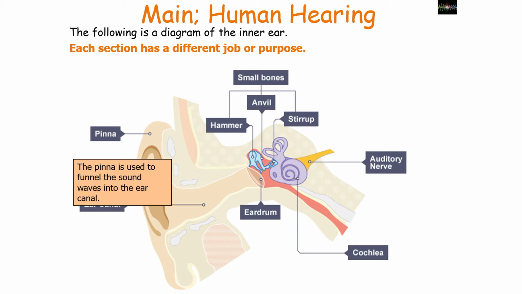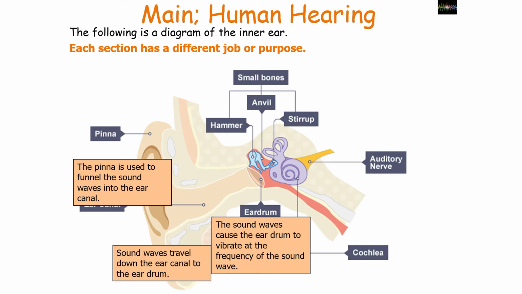So the pinna, which is what we consider the ear normally, the outer fleshy part of our ear, is used to funnel the sound waves into the ear canal. The sound waves travel down the ear canal to the eardrum. The sound waves would then cause the eardrum to vibrate at the frequency of the sound wave. So if the sound wave was at 40 Hertz, your eardrum would vibrate at 40 Hertz.